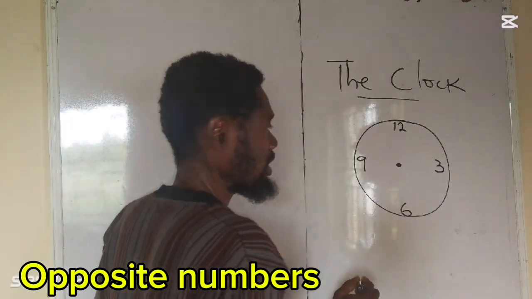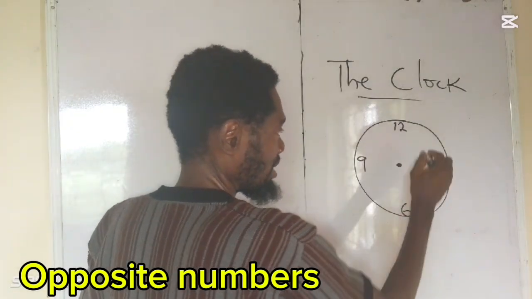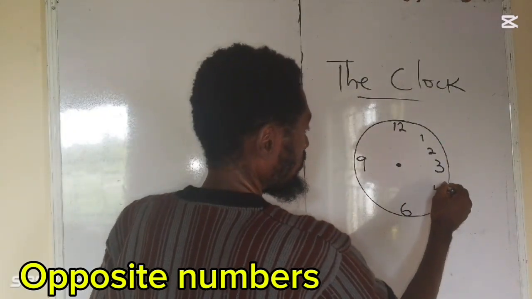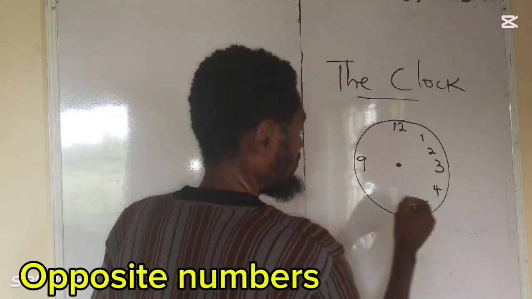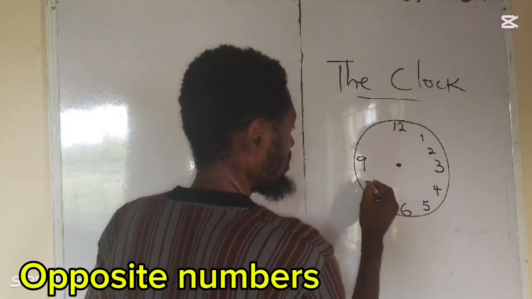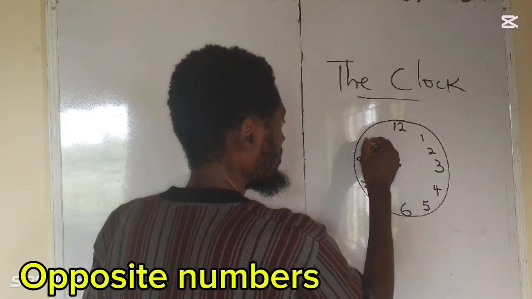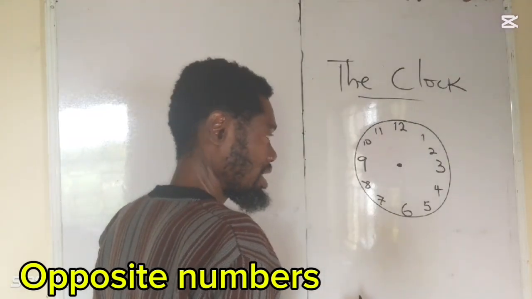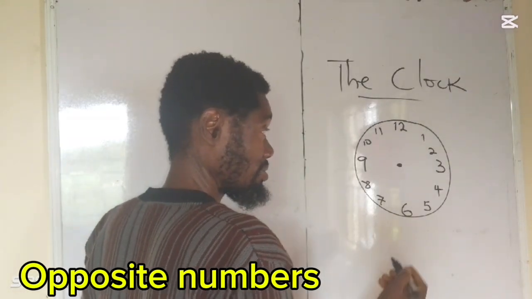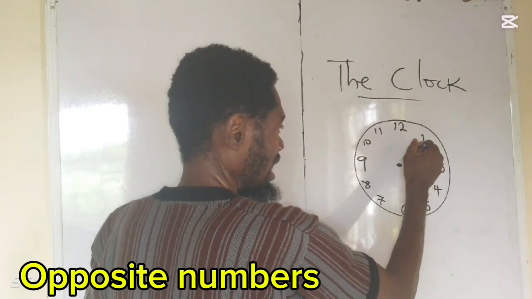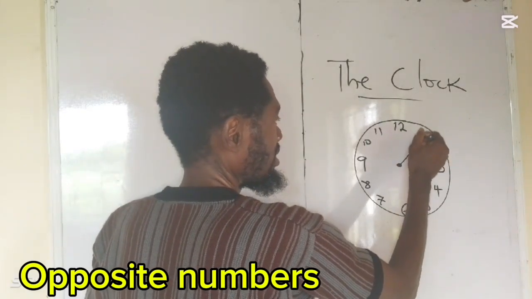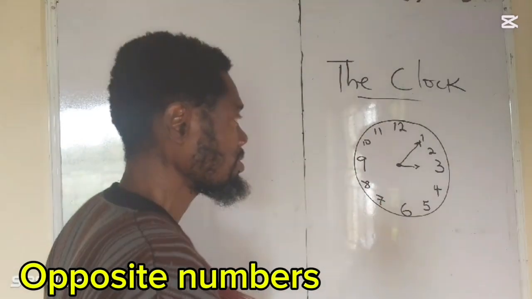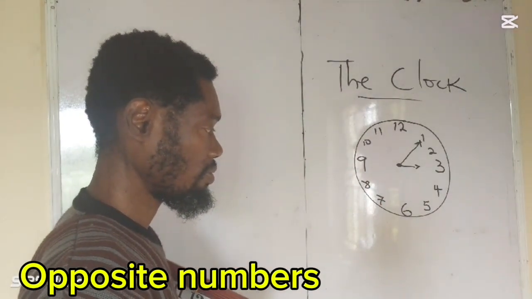Once you are able to do this, you can insert other numbers like 1 and 2, 4 and 5, 7 and 8, 10 and 11. So you can put your minute hand and your hour hand. Here's my minute hand, and here is my hour hand. That is how you draw the clock.